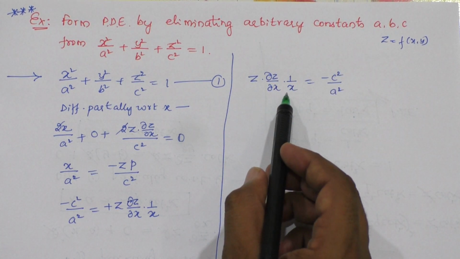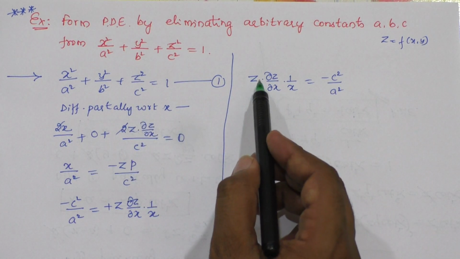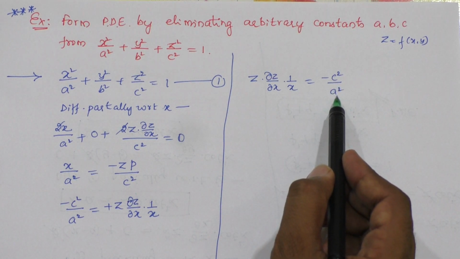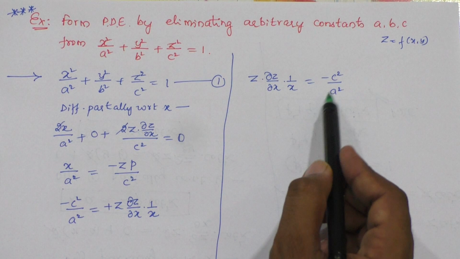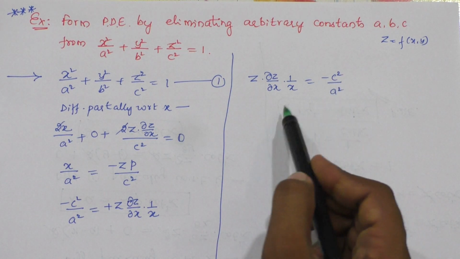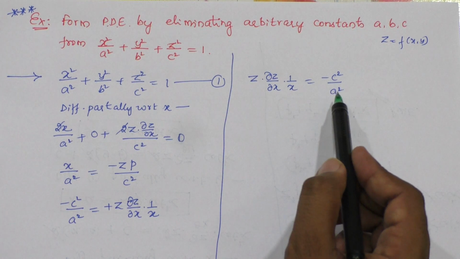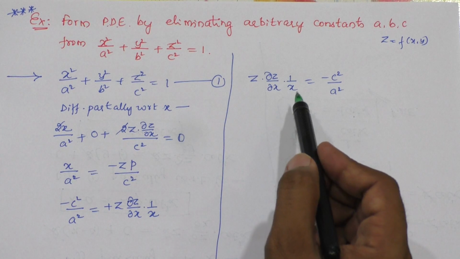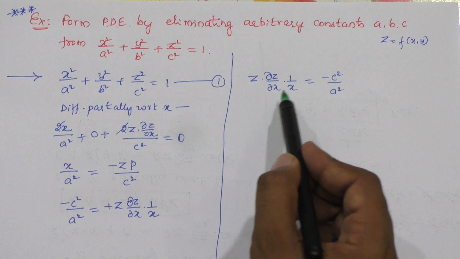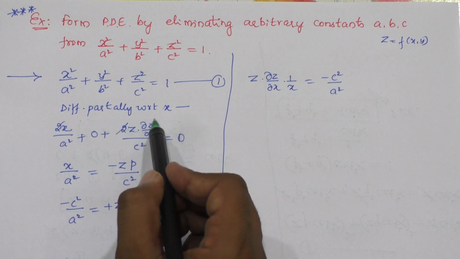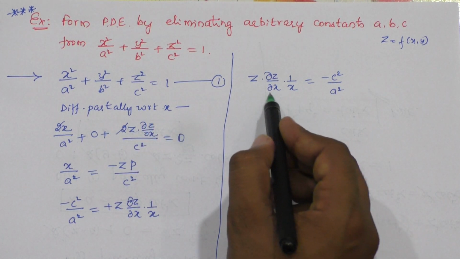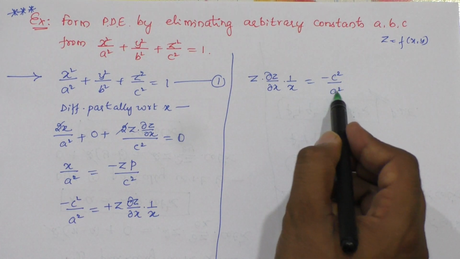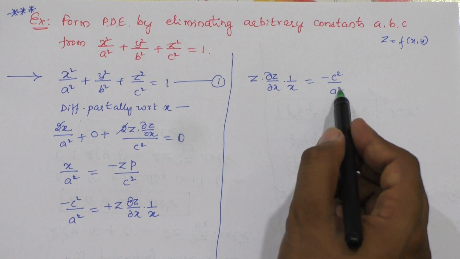In the same way, if you go with respect to y, you get z, dou z by dou y, 1 by y, equal to minus c square by b square. From both you can eliminate c, but you cannot eliminate a and b. This is the problem when you go for first order partial differentiation. In such situations, you need to go for second order derivative. We have already differentiated with respect to x. When we differentiate another time, the term minus c square by a square will become 0, and we can easily eliminate the constants.